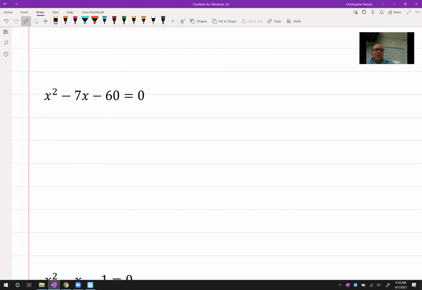And this is what it's going to be. So here's what we got. A equals 1, because there's 1x squared. B equals -7, because that's what I have here. The sign goes with it. And C equals -60. Man, these are some bigger numbers, right?